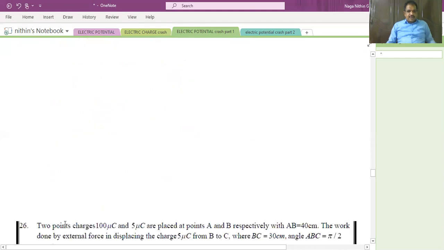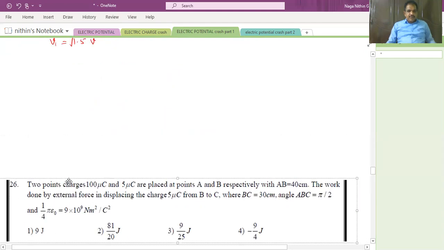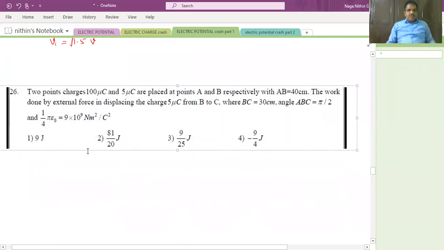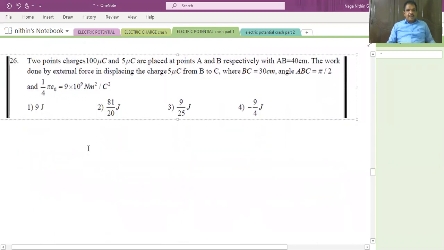Next question. What they are asking, see, 2 point charges, 100 microcoulomb and 5 microcoulomb, are placed at the points A and B respectively, with AB equal to 40 centimeter. Work done by the external force in displacing the charge 5 microcoulomb from B to C, where BC is equal to 30 centimeter, angle ABC is equal to pi by 2, is.